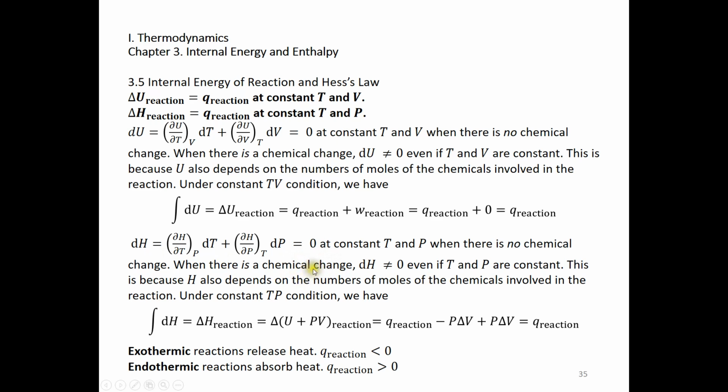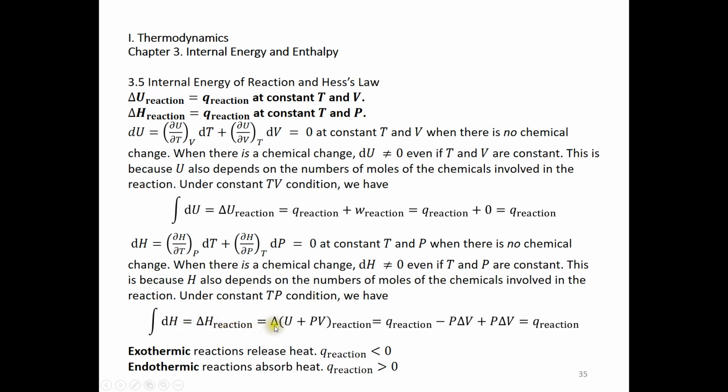The initial state is the reactants, the final state is the products. Therefore, dH is non-zero, even if temperature and pressure are held constant. And again, we can integrate this dH. This is delta H reaction.